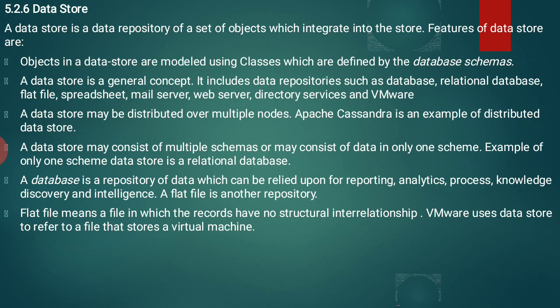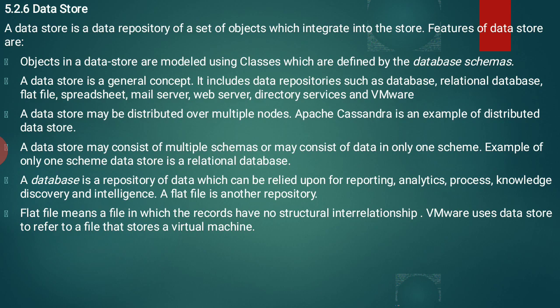Let us see the features of data stores. Objects in a data store are modeled using classes which are defined by the database schemas. So we are storing the data in the form of a data repository as an object. So objects in a data store are modeled using classes which are defined by the database schemas. So you are familiar with the database tables.